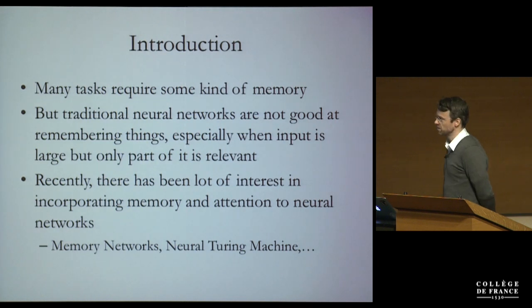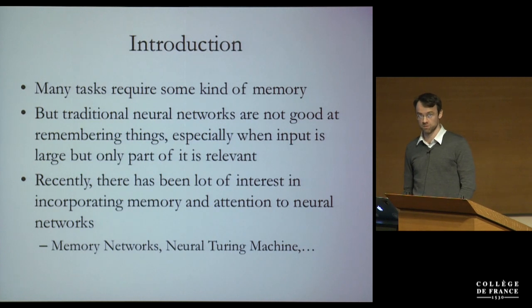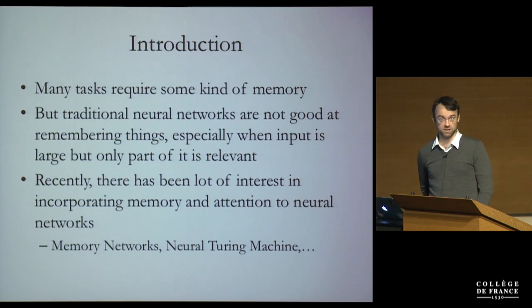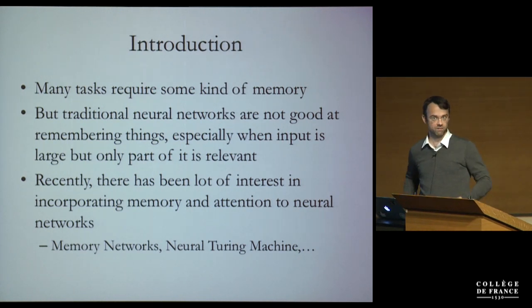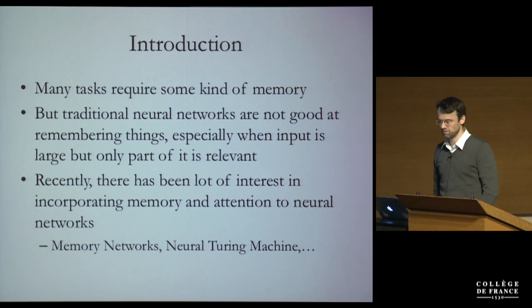Okay, so as Yann was saying, I'm going to talk today about memory in neural networks. And I think it's an interesting topic. There are many tasks out there in the world that you want to perform that do require some kind of memory. And the traditional neural network models that have proven so effective in recent times, things like convnets and recurrent nets, aren't actually all that good, as we'll see, at remembering things. Particularly when we have very large inputs, which we will in certain settings. Also if only some parts of that input are actually relevant.